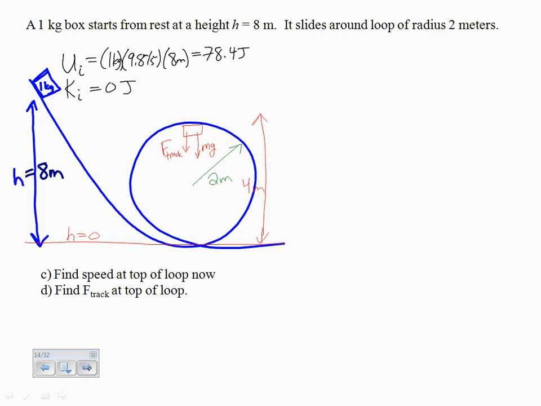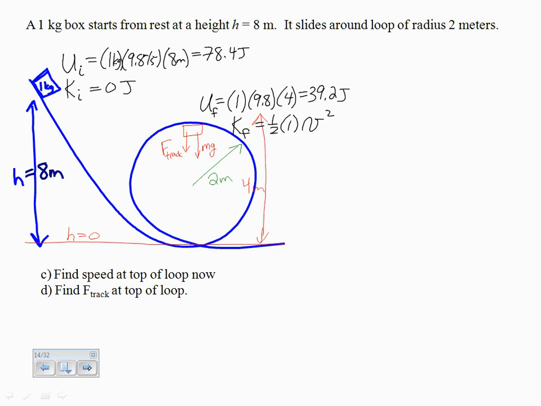When it reaches the top of the loop, again, it has some potential energy, that potential energy that we found before. So the potential energy at this location is going to be the mass of 1 kilogram times 9.8 times a height of 4 meters, and that is 39.2 joules. So we'll call this the final location. The kinetic energy at the final location is what we're looking for, and that's going to be 1/2 times the mass times the unknown speed squared.